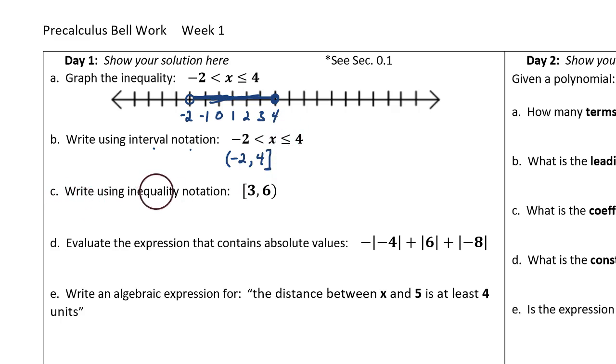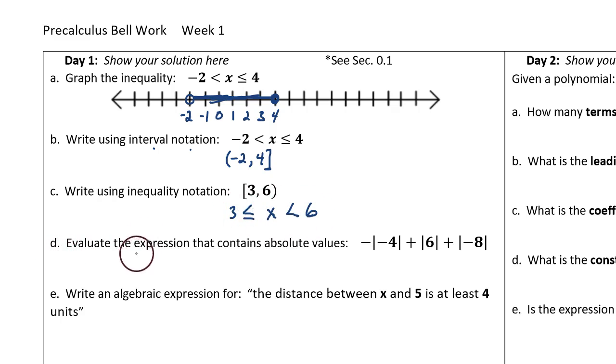Question C, write using inequality notation. So the reverse process of what we just did. So the bracket, remember, corresponds to this symbol here with that extra "or equal to." The parenthesis corresponds to this symbol. So the left endpoint is 3 and the right endpoint is 6. And again, we might use the variable x to represent numbers between those values.